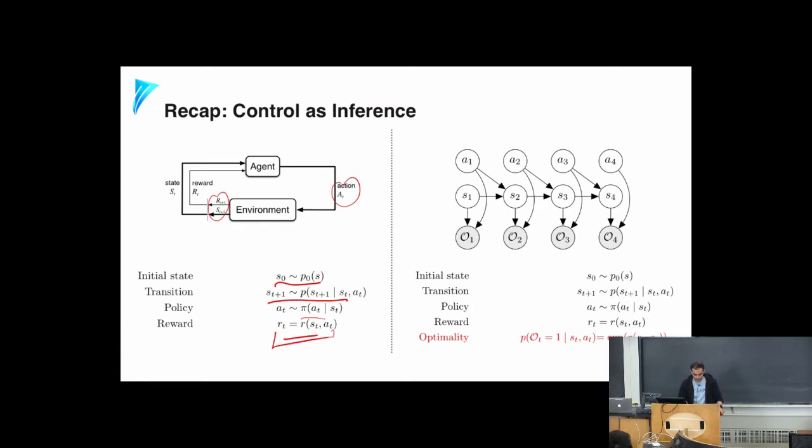In order to incorporate that, we introduced the auxiliary variables right here, which are binary random variables indicating the optimality of the action taken at a given time step. And we assume that this probability is somewhat arbitrarily set to exp of the reward. There's a way to derive that from the max entropy principle, so you can look it up in Brian Ziebart's thesis. But for now, we just set it to this formulation.